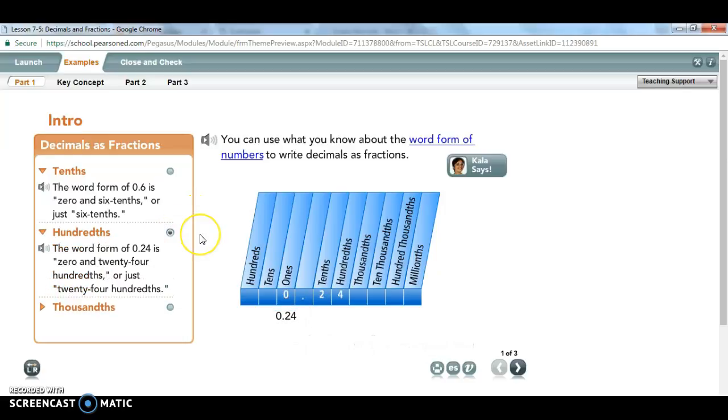Use the least place, hundredths, to write this decimal as a fraction. Then simplify if possible. The decimal 0.24 can be written as the fraction 6/25. The word form of 0.24 is 0 and 24 hundredths, or just 24 hundredths.